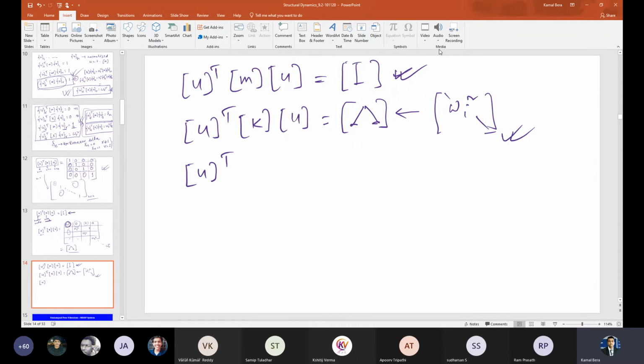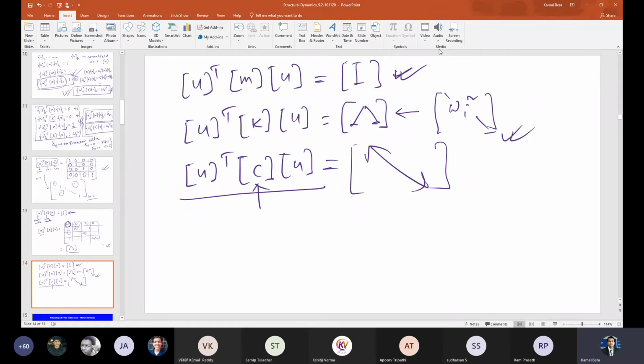So the remaining is U transpose C U, the dangerous one. Whether it will also be diagonal or not. If you can make it diagonal, then our life becomes easier. Then you can solve n coupled simultaneous ordinary differential equations as n individual single degree of freedom systems, uncoupled. We'll talk about for what condition of the C matrix it will become diagonal. That is called classical damping or proportional damping, which will make this diagonal.